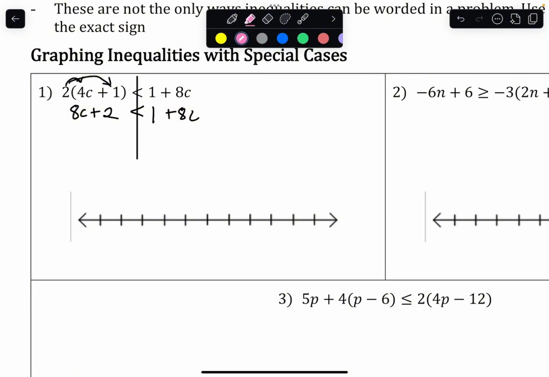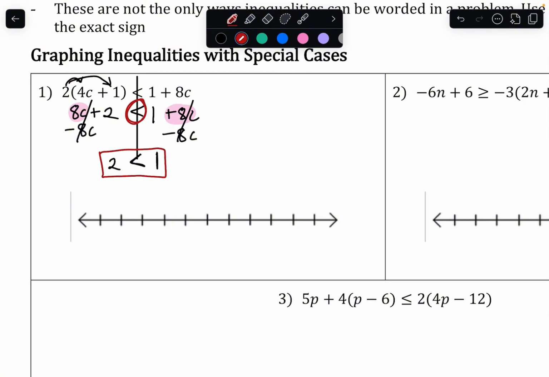And then since my variable is on both sides of the equation, I have to get rid of all of them by subtracting 8c. And all of them cancel on the left as well, leaving me with a statement that says 2 is less than 1. It's important that you keep track of this symbol the whole way because that's going to affect whether this statement is true or false. 2 is not less than 1, so this is a false statement.